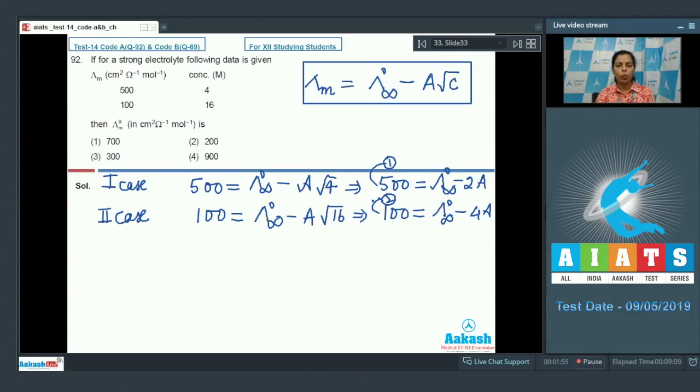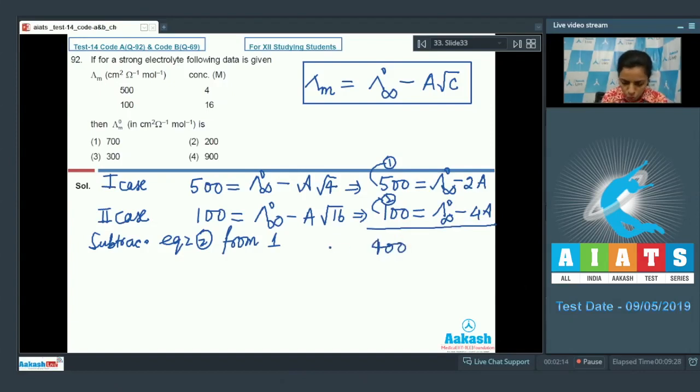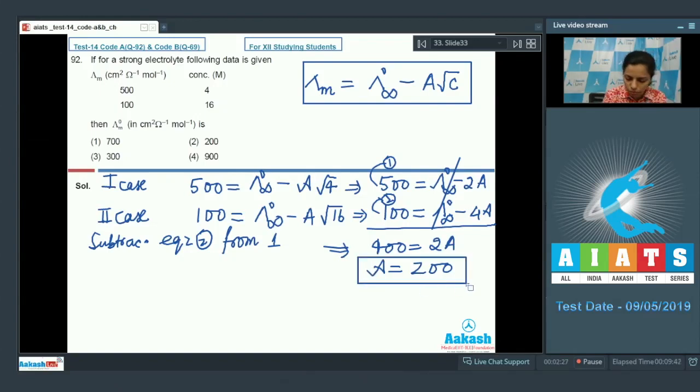Now let's assume this is equation 1 and this is equation 2. Now what you do is subtract equation 2 from equation 1. What will happen? This becomes 400 is equal to, the limiting molar conductivity would cancel out, and here it would be 2A. So the value of A is 200 here. Now you know the value of A, and on the basis of that, we can find the limiting molar conductivity by placing the values.